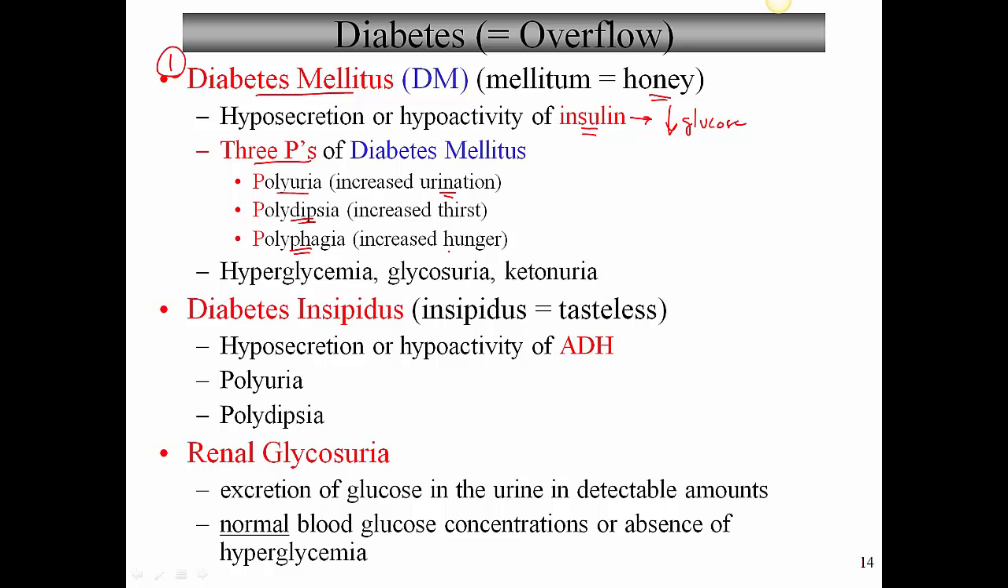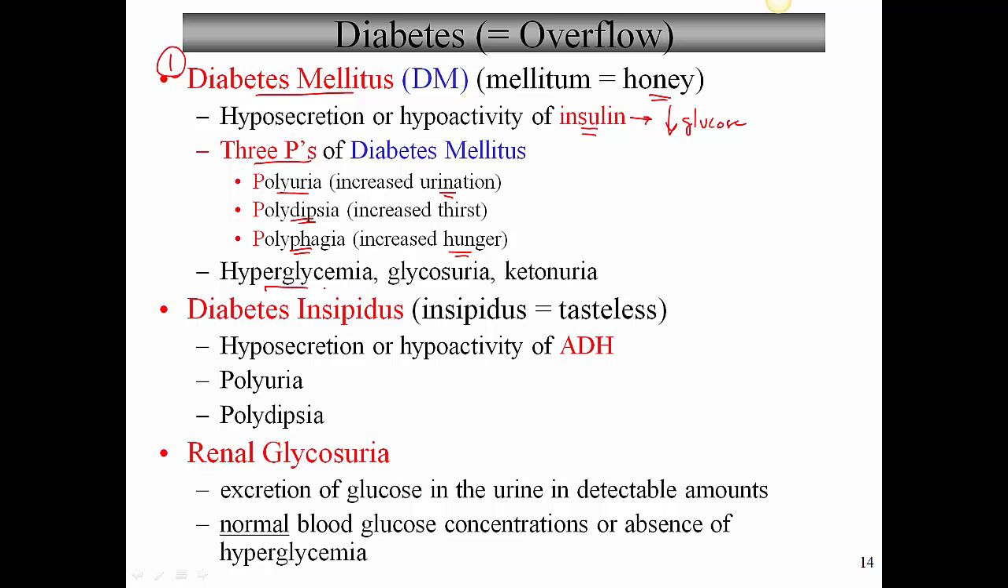And finally, we have polyphagia. This is an increased hunger body-wide, but also, remember, of the cells in particular that can't use the insulin to import the glucose from the plasma. So these cells are literally starving because they don't have the glucose that they need to metabolize.